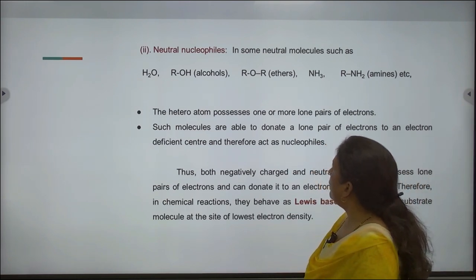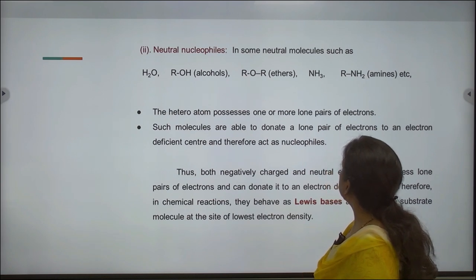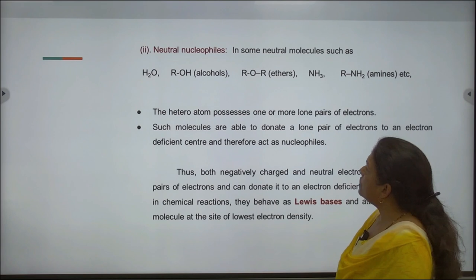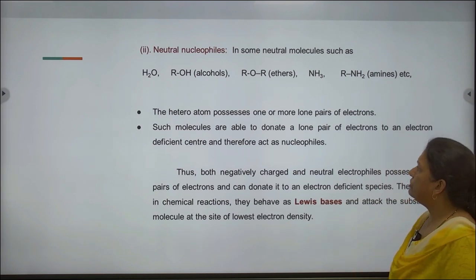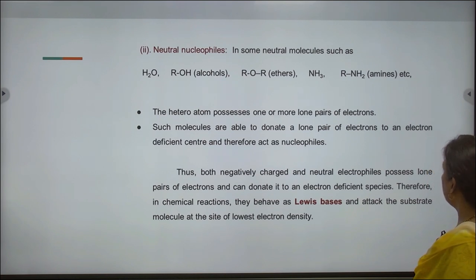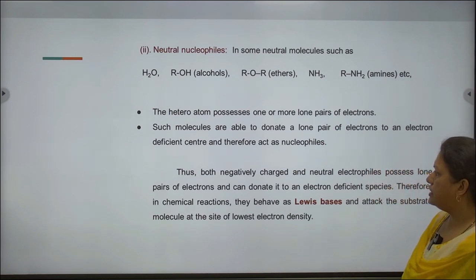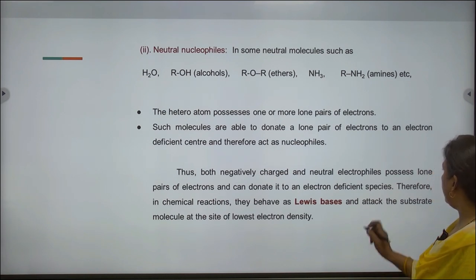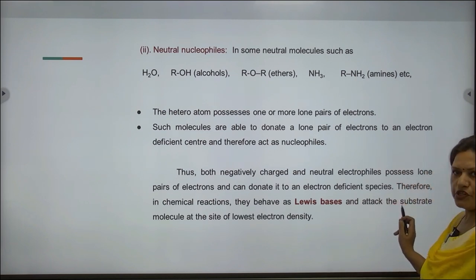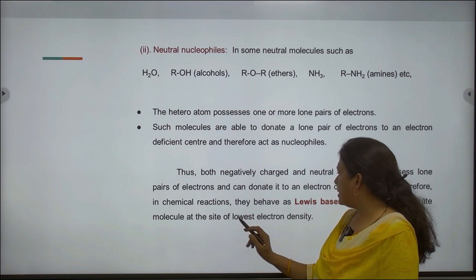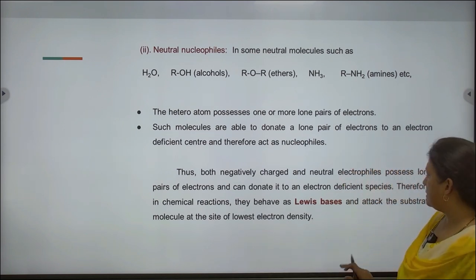Next, neutral nucleophiles. Some neutral molecules such as water, alcohols, ethers, ammonia, and amines show this behavior, and the heteroatom possesses one or more lone pairs of electrons. Such molecules are able to donate a lone pair of electrons to an electron deficient center and therefore act as nucleophiles. Thus, both negatively charged and neutral nucleophiles possess lone pairs of electrons and can donate them to an electron deficient species. Therefore, in chemical reactions, they behave as Lewis bases and attack the substrate molecule at the site of lowest electron density.